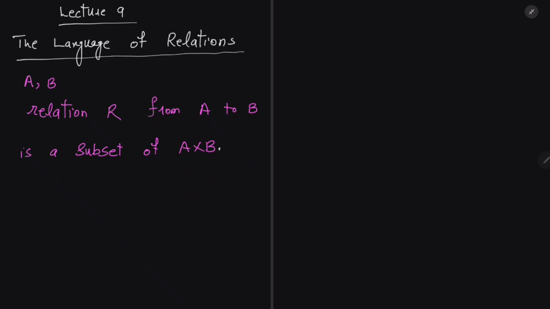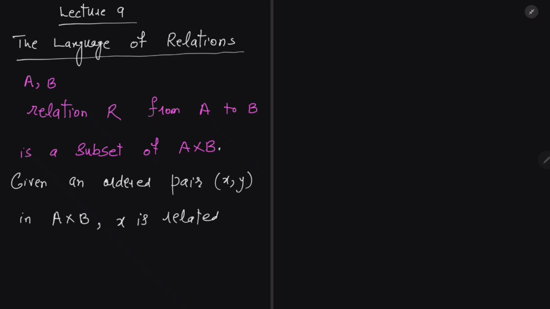Given an ordered pair x, y in A cross B, x is related to y by relation R. That is the definition of relation.